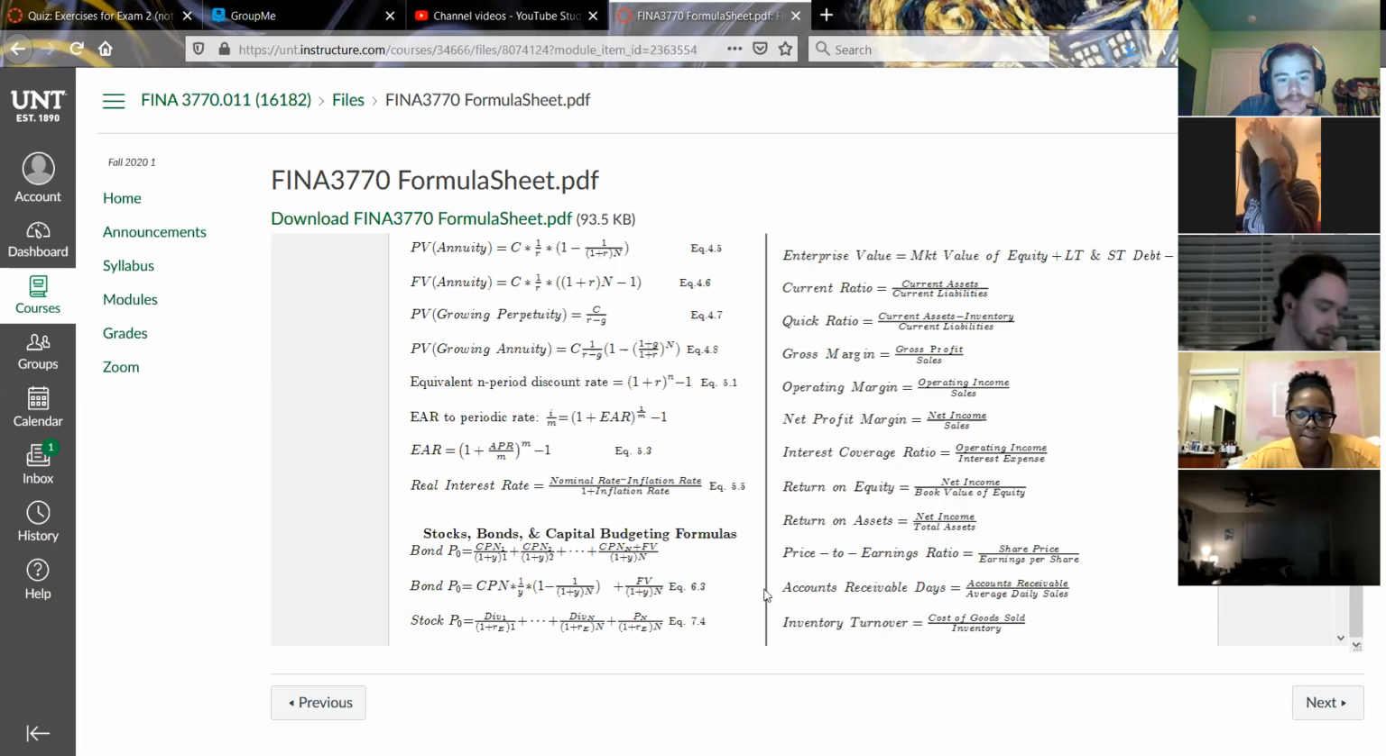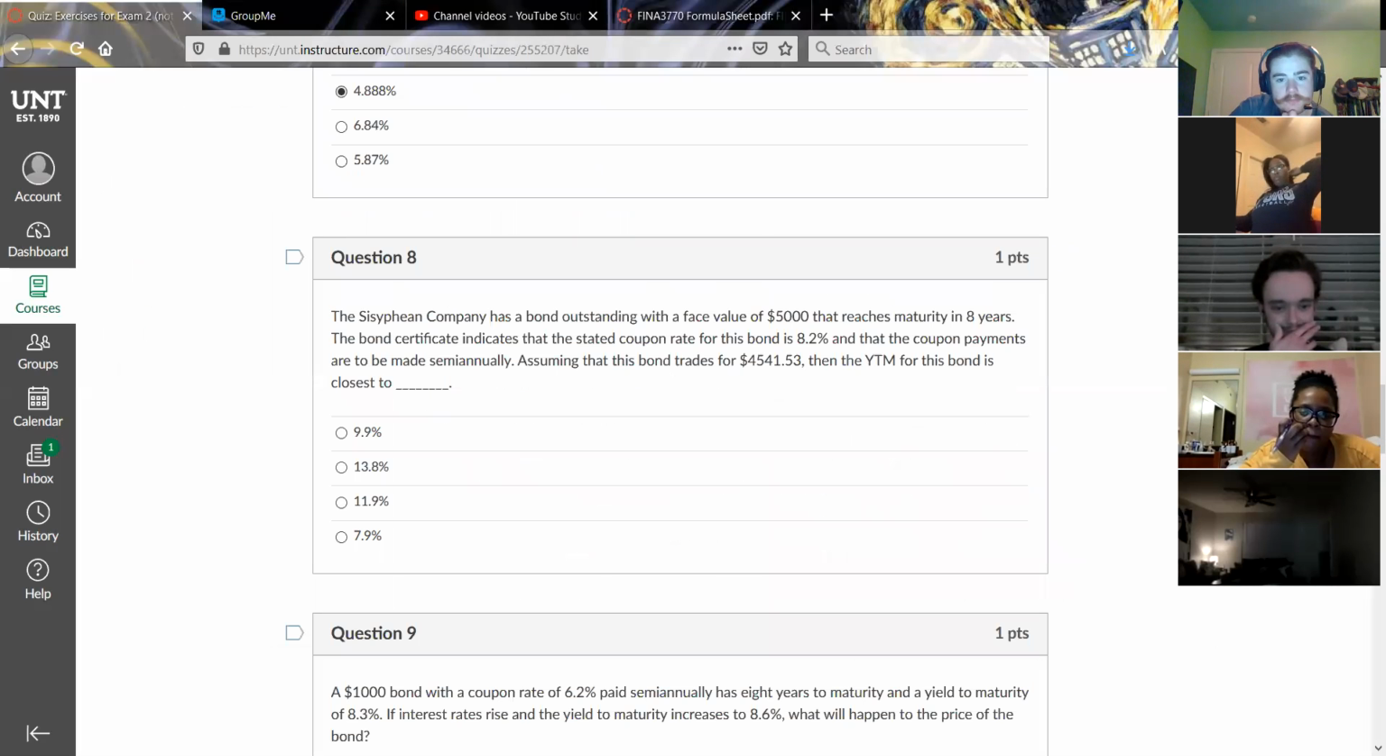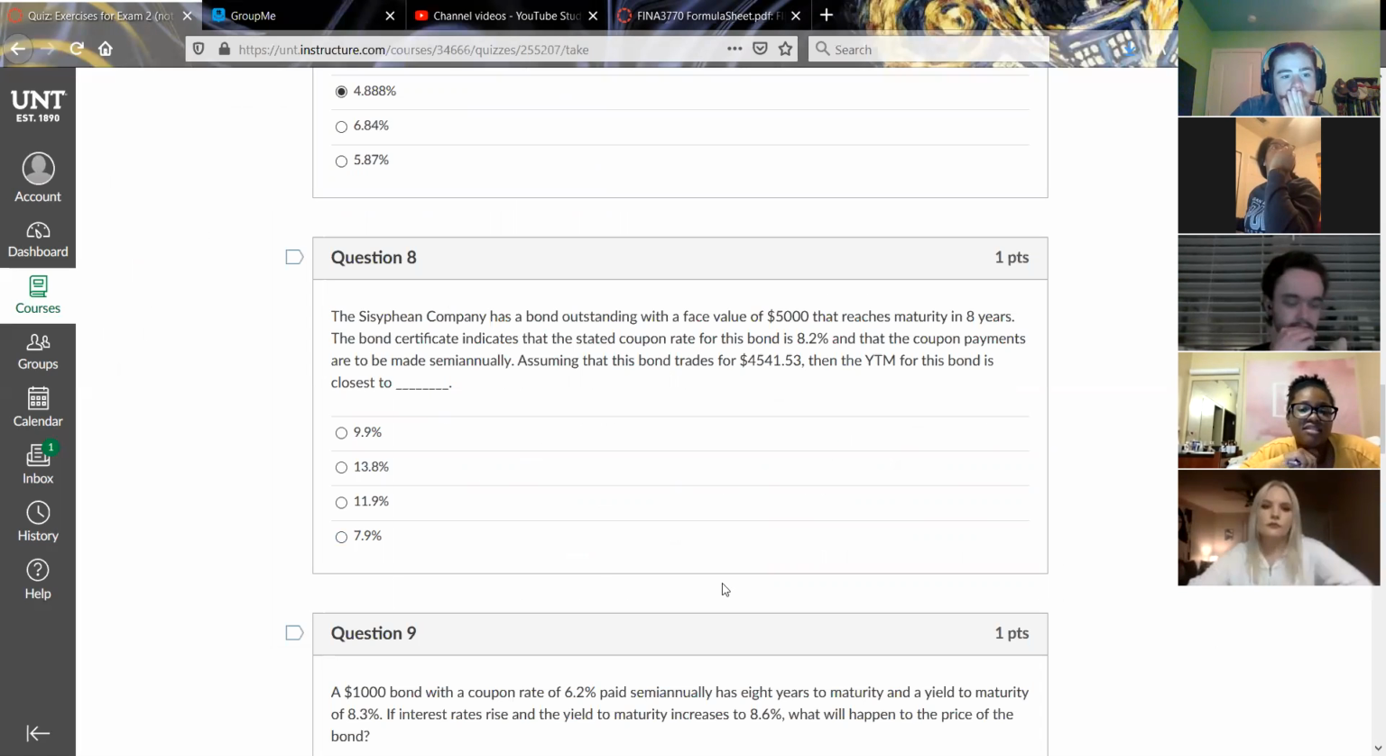Is it yield? No. What other numbers did it give us? So we have the face value reaching maturity in how many years? The coupon rate, the payments, the bond trade. Okay, I'm looking it up.